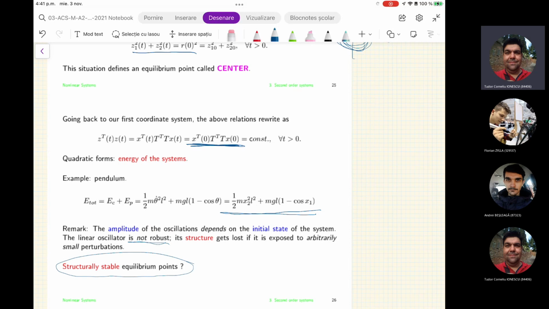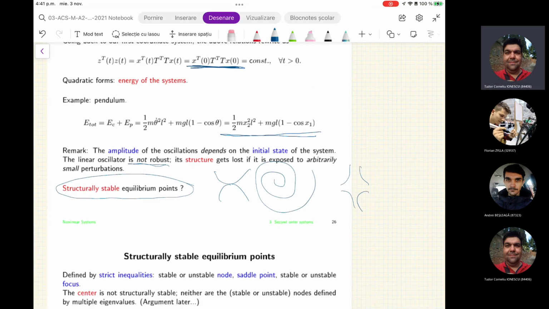This is the question. Of course, the node and the focus and the saddle point, okay? These have a stable structure, so no matter how you perturb them, they stay the same. No matter which disturbance is disturbing these equilibrium points, they keep the same form, they keep the same shape. Their shape is invariant with respect to disturbances. Whereas the center, this guy is not structurally stable.